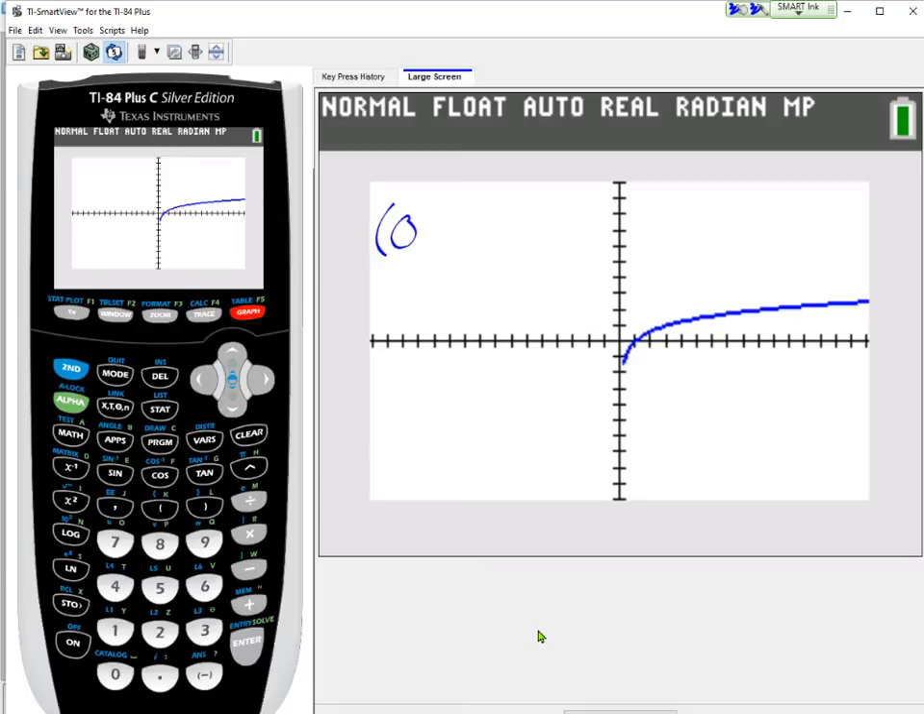So my domain is going to be a parenthesis, 0. And then how high does the x value go? How far can I go this way? To 5, 10, 20? To infinity? So 0 to infinity is my domain.